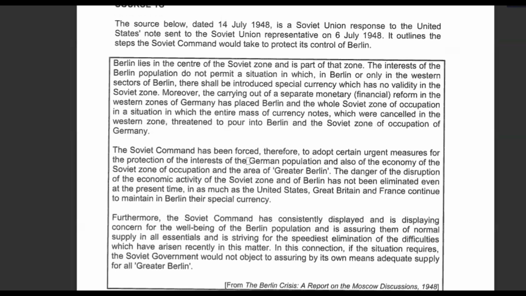All right, source 1C, we need to look at where it was extracted from. The source below is dated 14 July 1948, and is a Soviet Union response. So we need to highlight the fact that it's coming from the Soviet Union side. We have seen earlier on that we are looking at a source which comes from the United States of America's side. It was actually a note sent to the Soviet Union on the 6th of July 1948. It outlines the steps the Soviet command would take to protect its control of Britain.